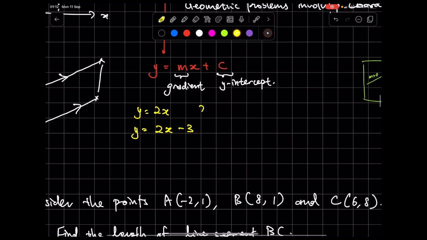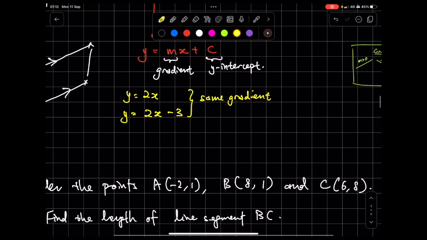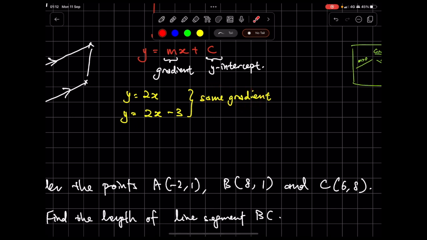I can say that they have the same gradient. And what does same gradient mean? Same gradient, different y-intercepts. If you want, you can add on different y-intercepts, but I don't think it's that important. The important part is that they have the same gradient, and therefore they are parallel lines. Parallel lines. I think it's quite important to know that if you have the same gradient, that means two lines are parallel.